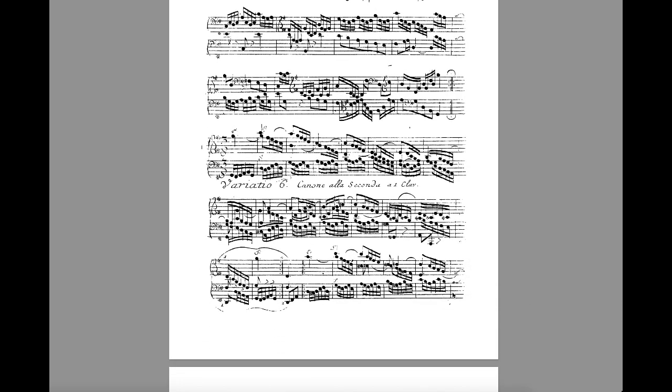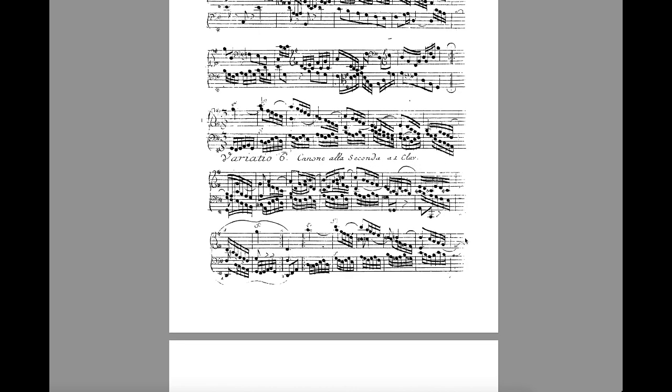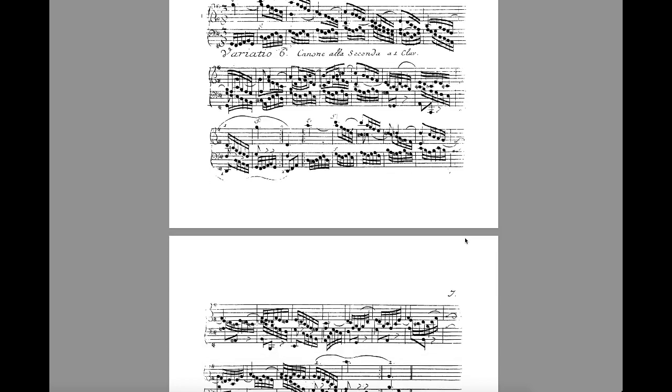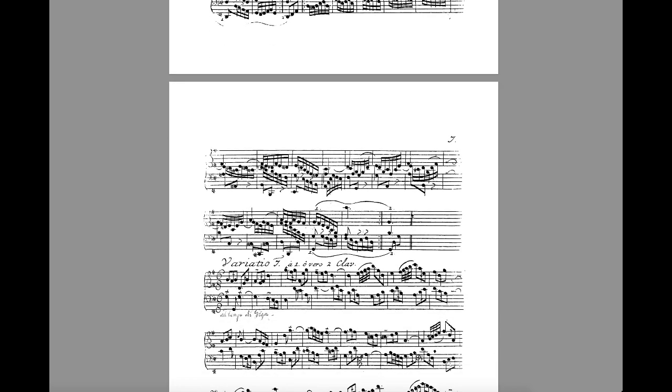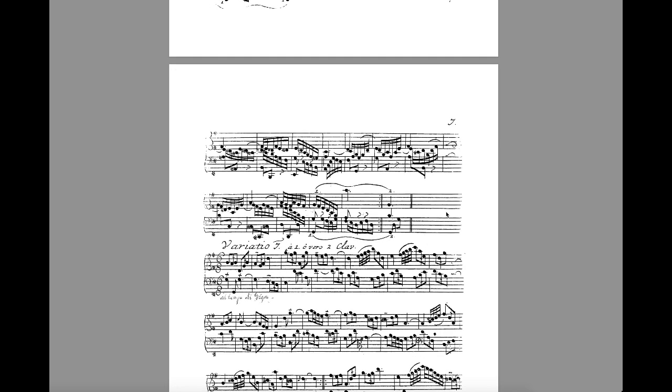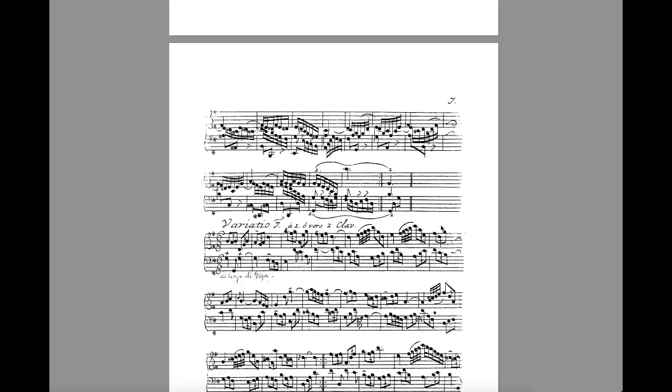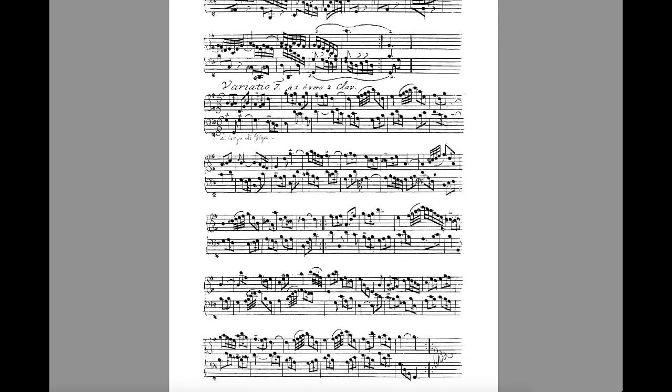Now we're at variation 6. Variation 6, canon at the second. This is the second of the canons. And we're going through variation 6. And look at the end of variation 6. No fermata. No fermata there. He forgot his little squiggly line. I'm wondering why he forgot that there. Anyway, no squiggly line, but no fermata. Now we're on variation 7.